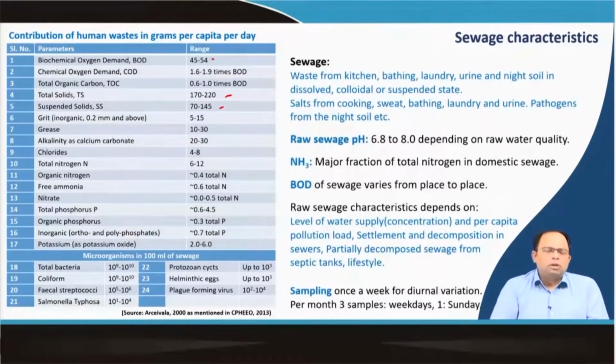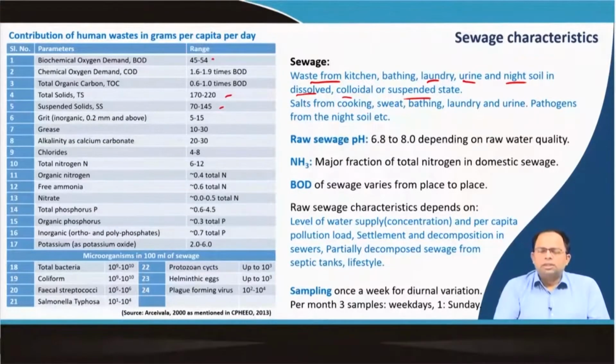But sewage is not only human waste, it includes waste from the kitchen, because we are going for combined sewage. In most cases, Indian cities have combined sewage. So sewage actually includes waste from kitchen, bathing, laundry, urine, night soil, and all of this is either in a dissolved state, colloidal state or suspended state. We have already learnt about these different states.